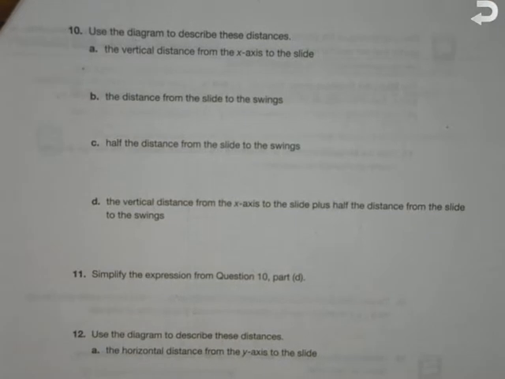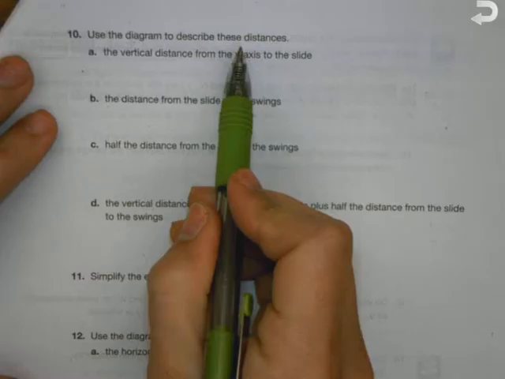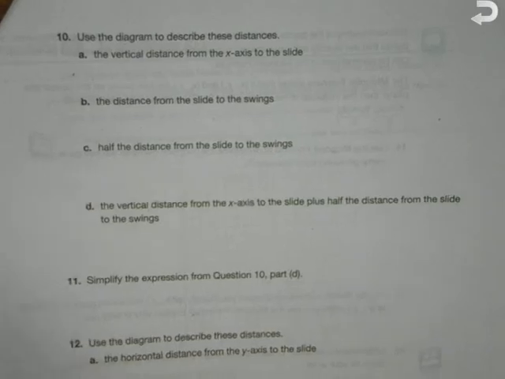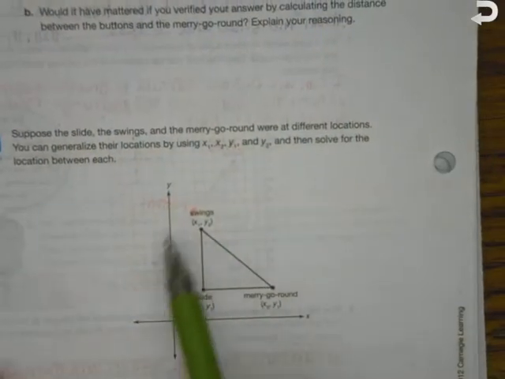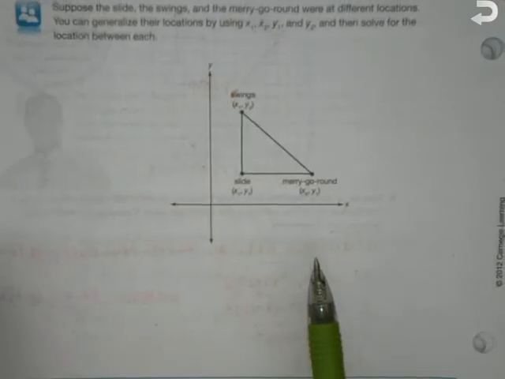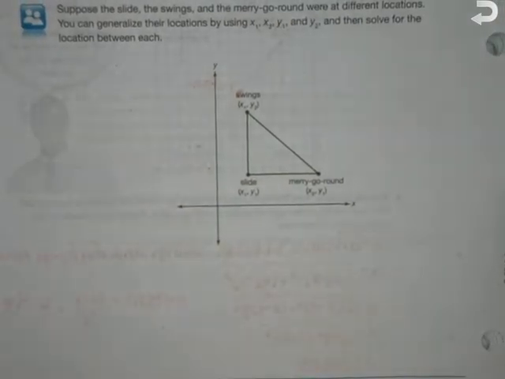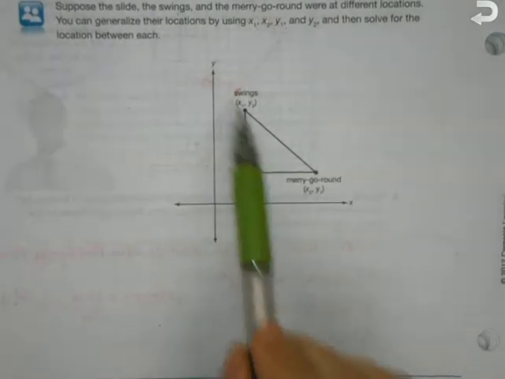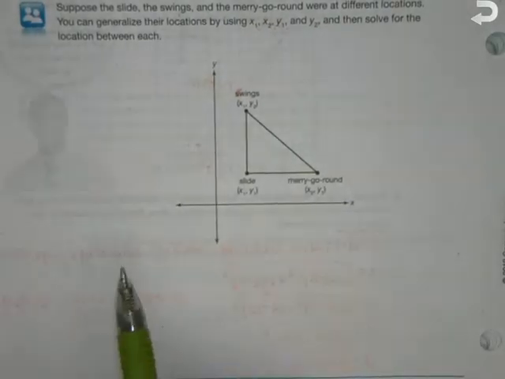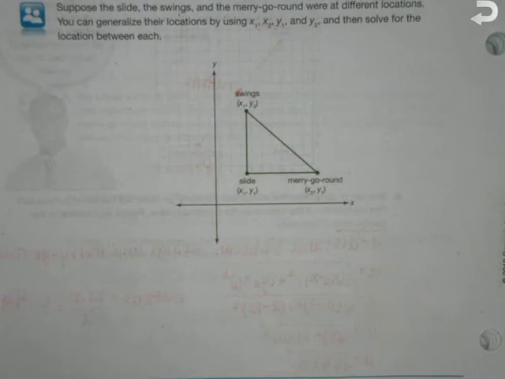So we are going to derive the midpoint formula ourselves. Okay, so let's look at number 10. Use the diagram to describe these distances. By the diagram, it means this diagram right here on 670. So we're going to be flipping back and forth just a little bit. Now this time, they put the swings and the merry-go-round in different locations. And so instead of giving you the actual points, they generalized this.